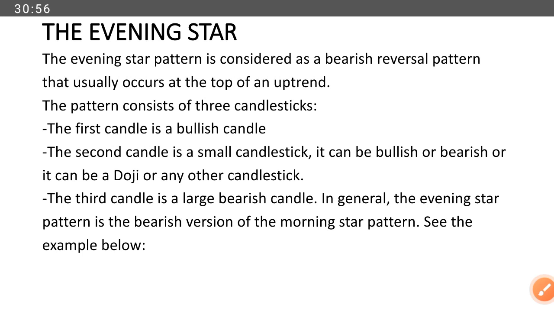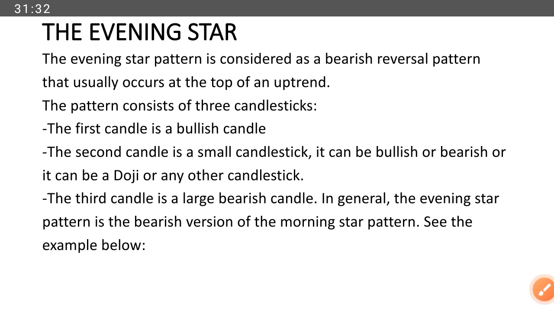The pattern consists of 3 candlesticks. The first candle is a bullish candle. The second candle is a small candlestick. It can be bullish or bearish, or it can be a doji or any other candlestick. The third candle is a large bearish candle. In general, the evening star pattern is a bearish version of the morning star pattern.